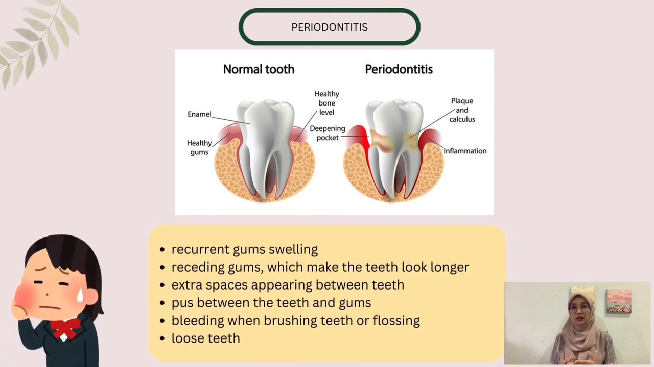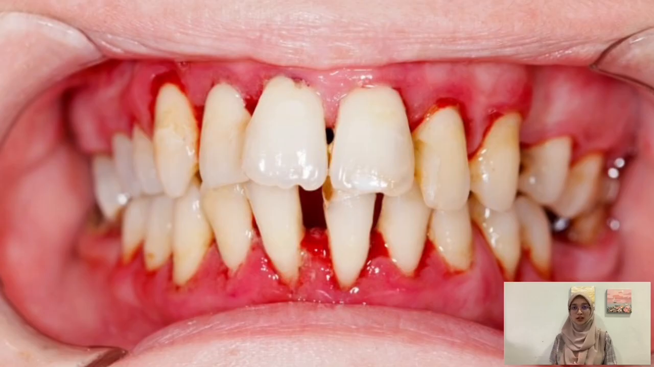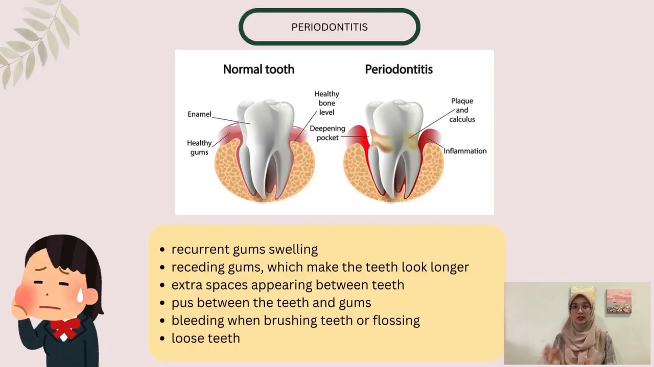The second one is periodontitis. For periodontitis, you may encounter recurrent gum swelling, receding gums, which make the teeth look longer, extra spaces appearing between the teeth, pus or abscess between the teeth and the gums, bleeding when brushing the teeth or flossing, and loose teeth.